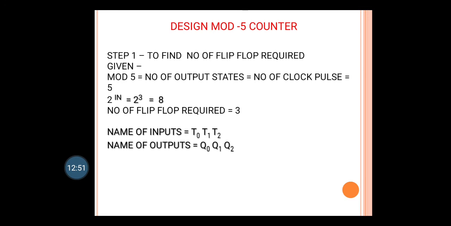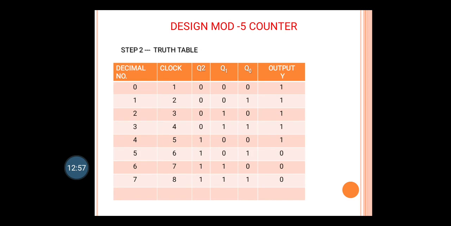So the number of flip-flops is 3. The names of inputs are T0, T1, T2, and the names of outputs are Q0, Q1, Q2. This is the truth table. Now in this truth table you have to make a slight change. So the columns are the decimal number, then clock, Q2, Q1, Q0, and output.